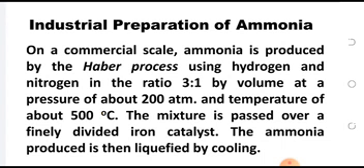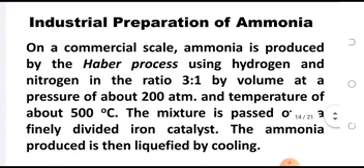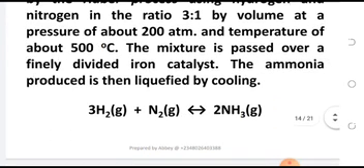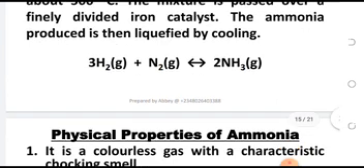And the pressure for that reaction is 200 atmospheres and temperature of 500 degrees centigrade. So the mixture is passed over a finely divided iron catalyst, that is in a granulated form, or fine particles in powdered form. So the ammonia produced is then liquefied by cooling it and stored. So it is liquid ammonia. So that is the equation of the reaction there, the Haber process.